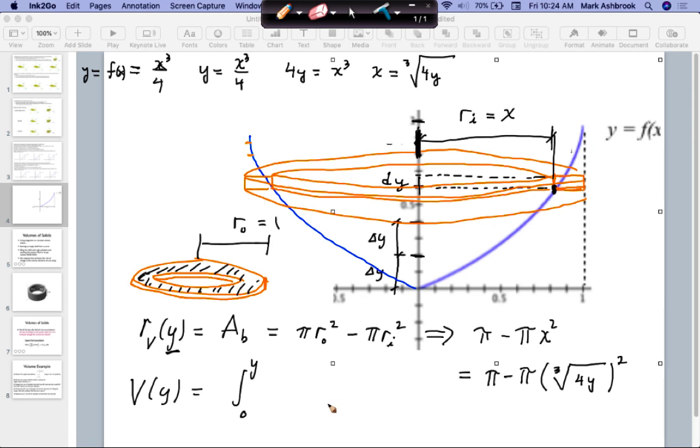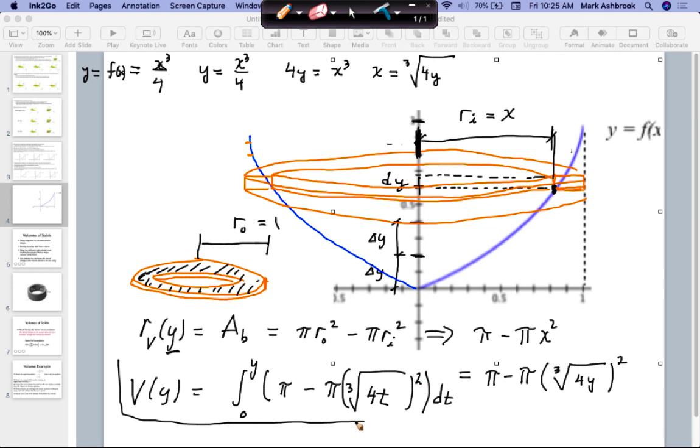Okay, and so now we can write the volume function as a function of y. It's going to be the integral from 0 to y of the rate function, which is pi minus pi times the cube root of 4t, and that thing squared, dt. Which follows our basic form, our structure for an accumulation function.